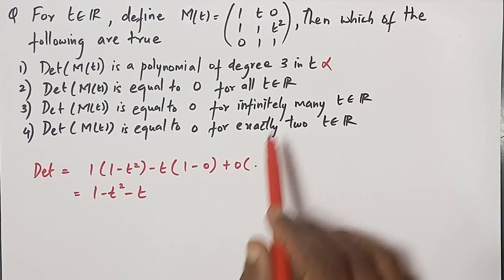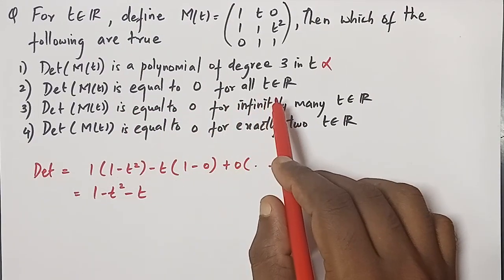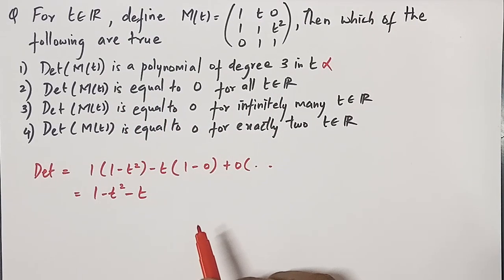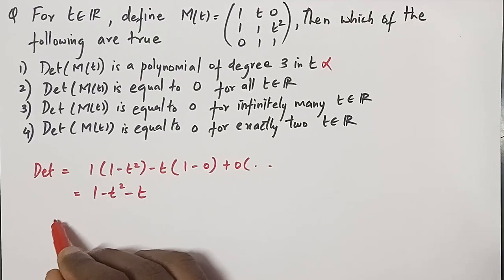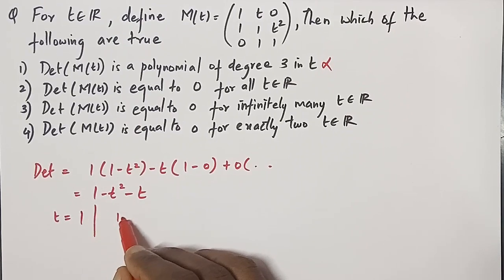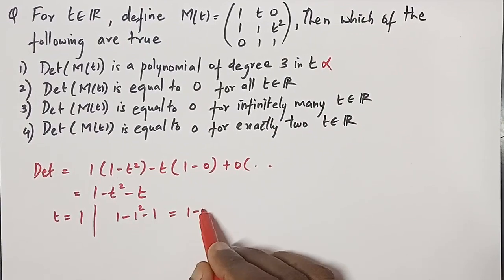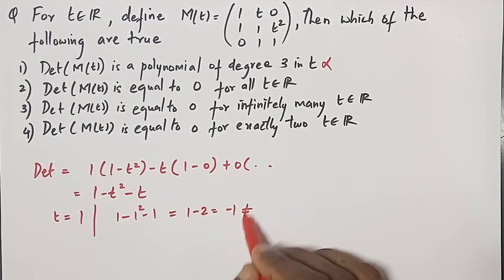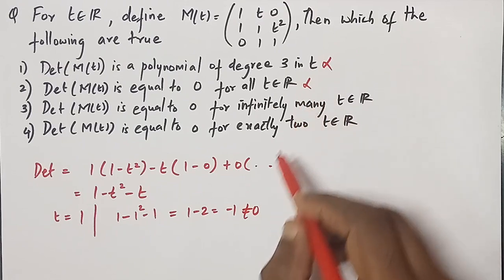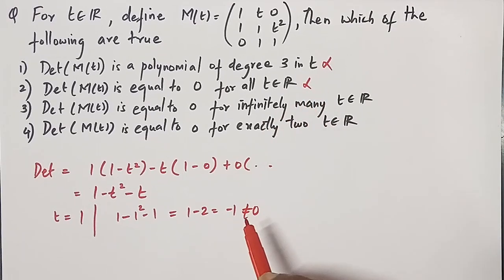Now going to the next option, it says that the determinant of M(t) is equal to 0 for all real numbers. If you take any t in R, they say that the determinant of M(t) is equal to 0. But you can see that if suppose t is equal to 1 itself, you get 1 minus 1 square minus 1. That is nothing but 1 minus 2, that is minus 1. So this is not equal to 0. That clearly says that option 2 is also false, because for every real number, in fact for simply 1 itself it's not working. So this is a wrong statement.